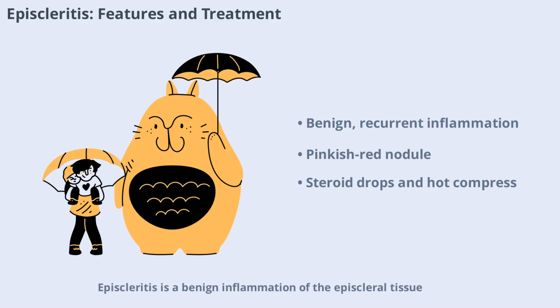Episcleritis is a benign inflammation of the episcleral tissue, usually seen in elderly women as an allergic reaction to endogenous proteins or toxins. Symptoms include pain, tenderness, and discomfort, with a hard, pinkish-red nodule appearing under the conjunctiva. The nodule is fixed and tender, but the conjunctiva moves freely over it. Treatment includes corticosteroid eye drops, hot compresses, and addressing the underlying cause. The condition tends to recur but rarely causes serious complications.